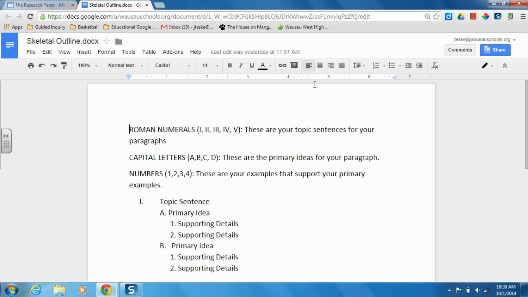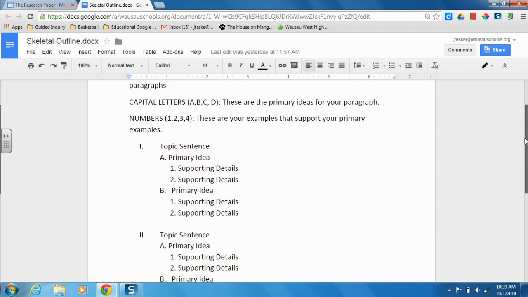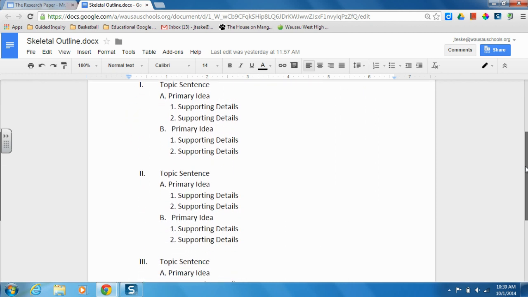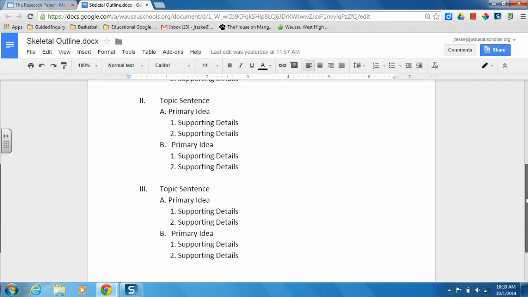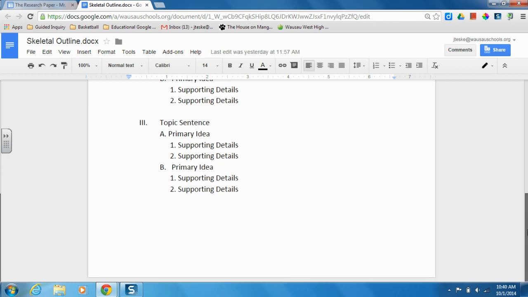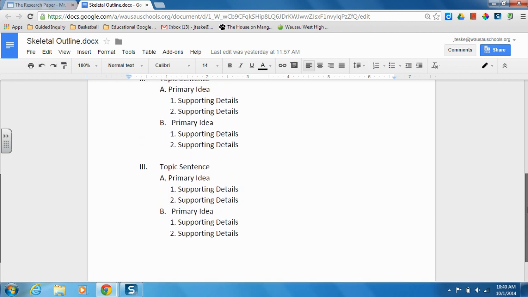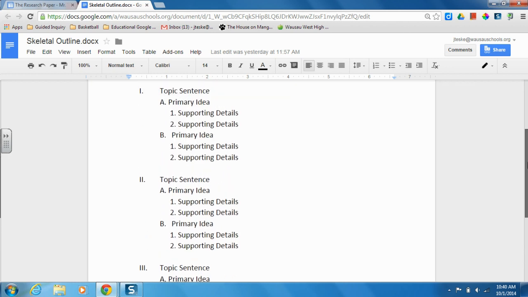So as I scroll down here, again, the first Roman numeral would recognize that I have one paragraph. Roman numeral number 2 recognizes that there's a second paragraph. 3, continuing in a third paragraph with primary ideas and supporting details, etc. Now, the skeletal outline only indicates 3 paragraphs, but that does not indicate that that would be the length of your research paper. It'll be as many paragraphs as it needs to be. So, if you have 5 paragraphs, obviously you'll have 5 Roman numerals.